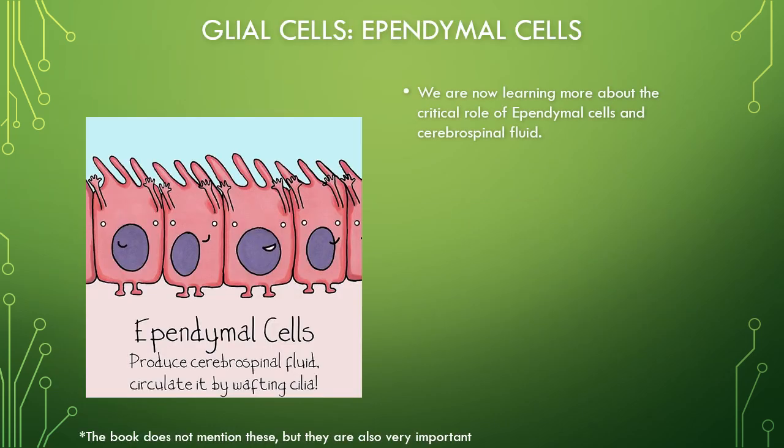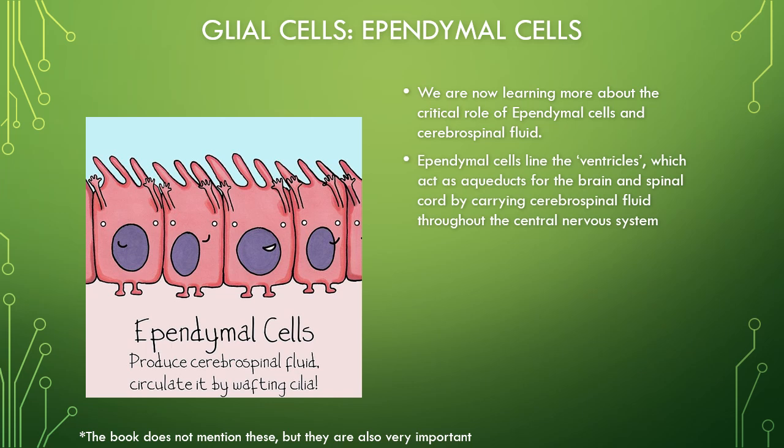One kind of cell that we're going to talk about that your book does not talk about is called the ependymal cell. I expect you to know these. Ependymal cells are the more recently discovered kind of glial cell. What we know is that these cells are responsible for producing cerebrospinal fluid and also for circulating it, because they have little hair-like appendages on them called cilia.